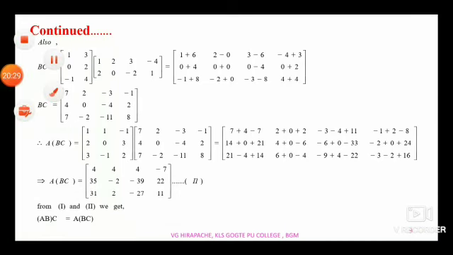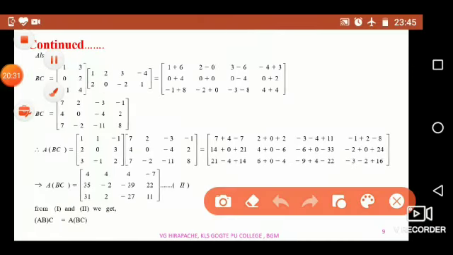Now let me find what matrix BC is. BC is a product of two matrices, B matrix into C matrix. As we know the multiplication of matrices, we have the matrix multiplication BC with the first row elements 7, 2, minus 3, minus 1. Second row elements are 4, 0, minus 4, 2. And third row elements are 7, minus 2, minus 11, 8.